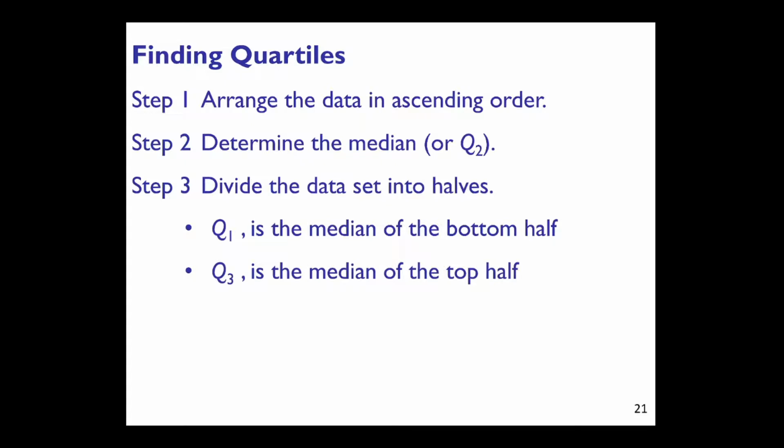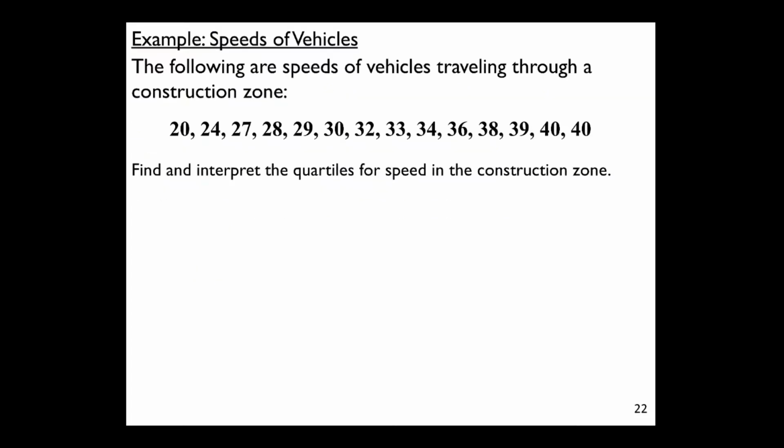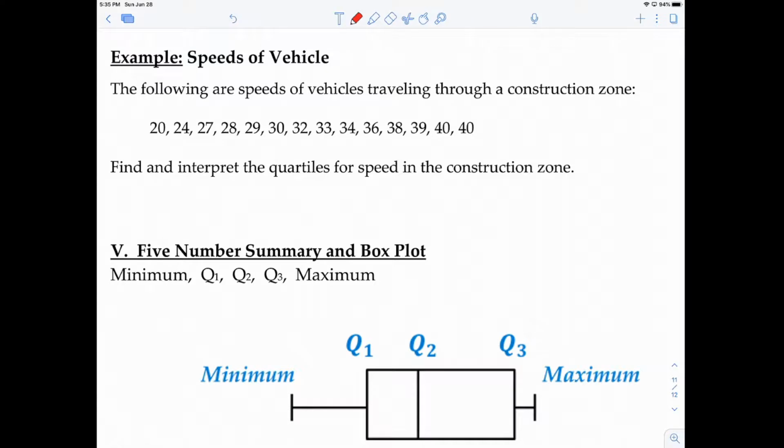Let's take a look at an example. It says the following are speeds of vehicles traveling through a construction zone, arranged from least to greatest. Find and interpret the quartiles for the speed in the construction zone. Here's the same problem, just in a different program. The step is, you're trying to find Q1, Q2, and then Q3.